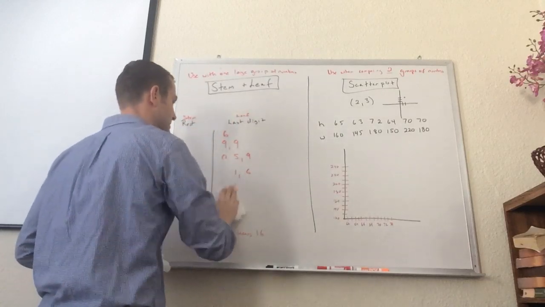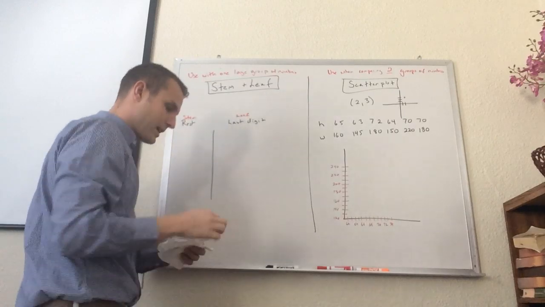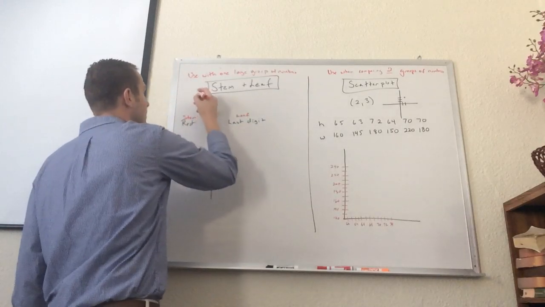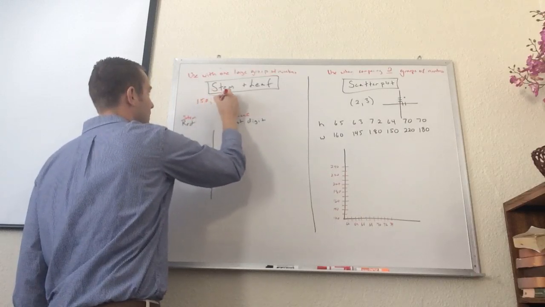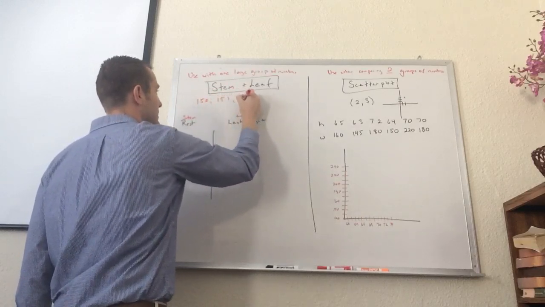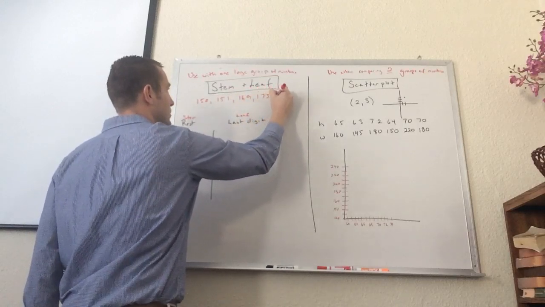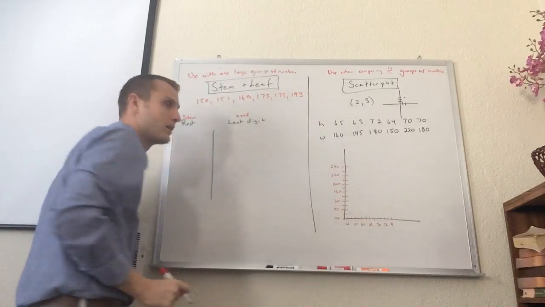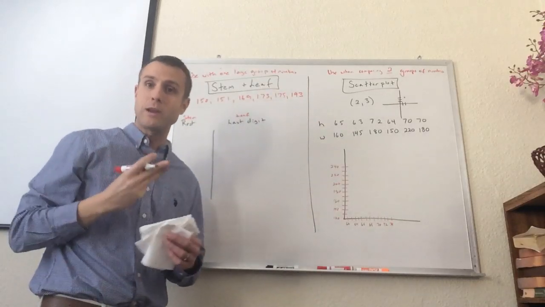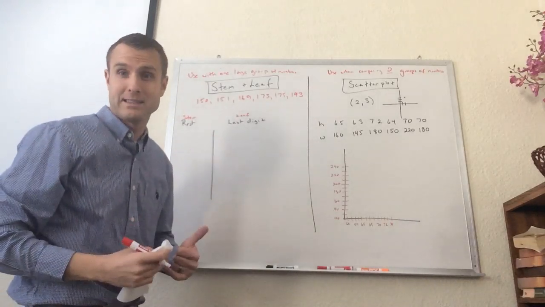I'm going to have a different stem and leaf plot here. So let's say, for example, I had 150, 151, 169, 173, 175, and 193. Okay, so notice this time I have 3 digits instead of just 2. So remember, my leaf is only the last digit.